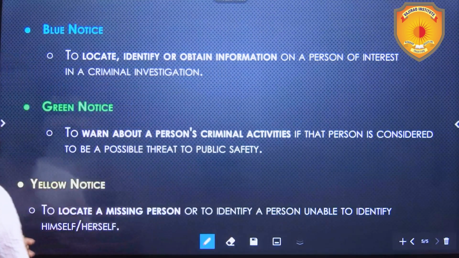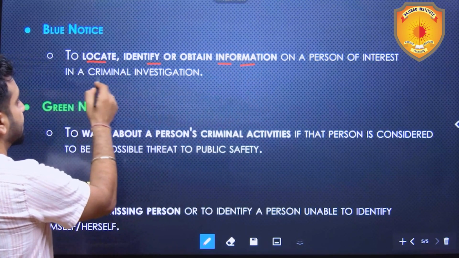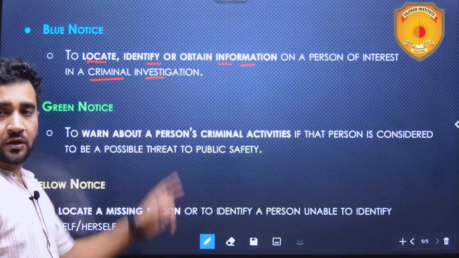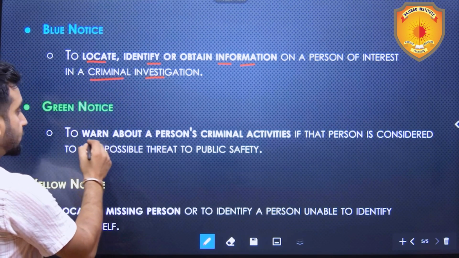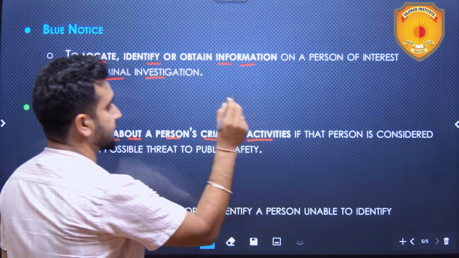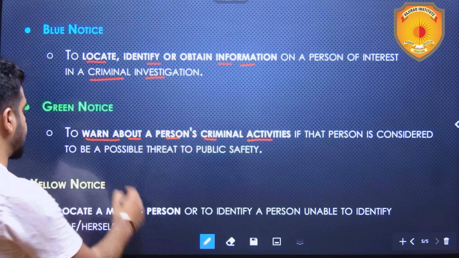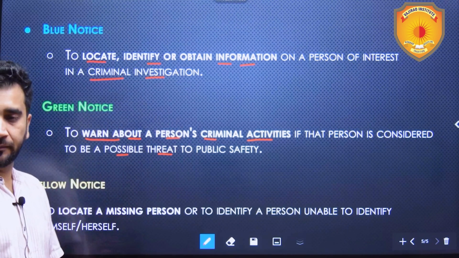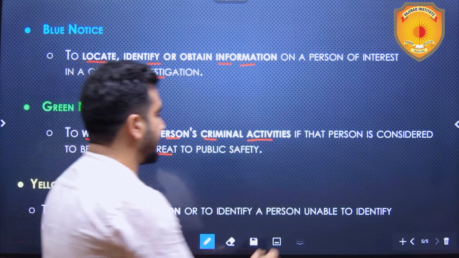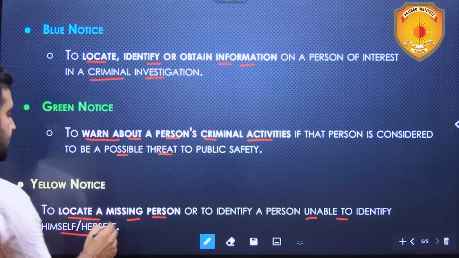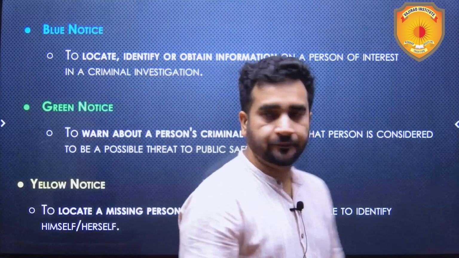Now, we'll see what a blue notice is. To locate, identify or obtain information on a person of interest in a criminal investigation. This is basically just location or identification. Green notice, to warn about a person's criminal activities, that person can be dangerous, be aware about that, if that person is considered to be a possible threat to public safety. The yellow notice, to locate a missing person or to identify a person unable to identify himself or herself. This is basically for locating a missing person.